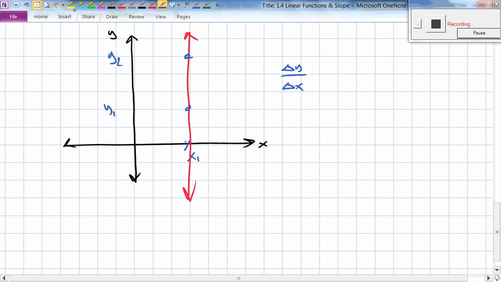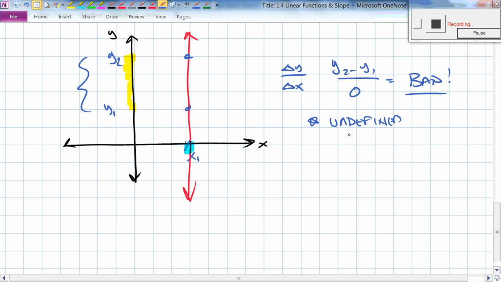So the change in y I can easily calculate. It's all of this stuff. That's no problem. That's y2 minus y1 over, what's the change in x? There is no change in x. That's 0. That's called bad. All right? Something over 0 is called bad, or actually what it's really called is undefined. An undefined slope. So some lines have positive slopes, some lines have negative slopes, some lines have slopes of 0, and other lines have slopes that are undefined.